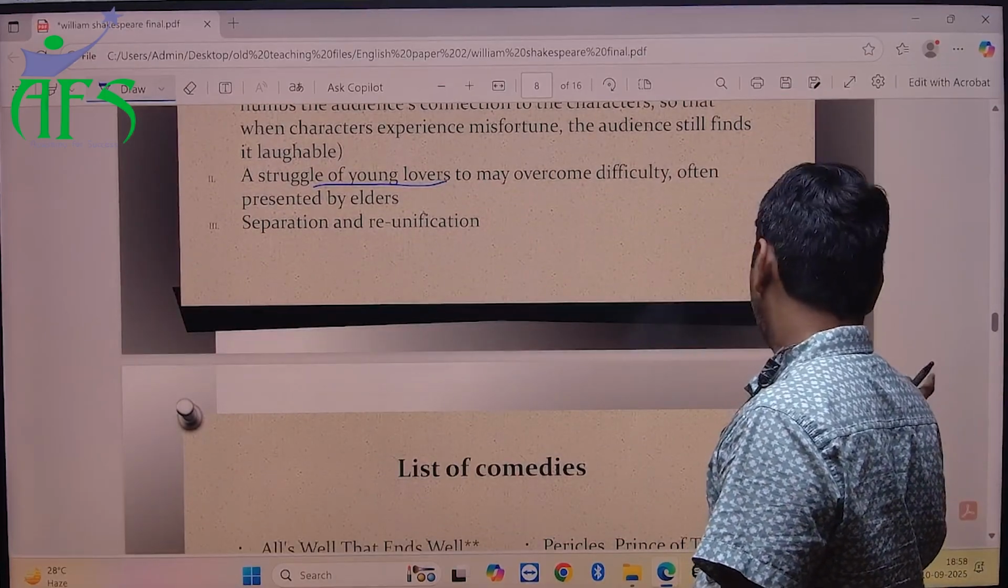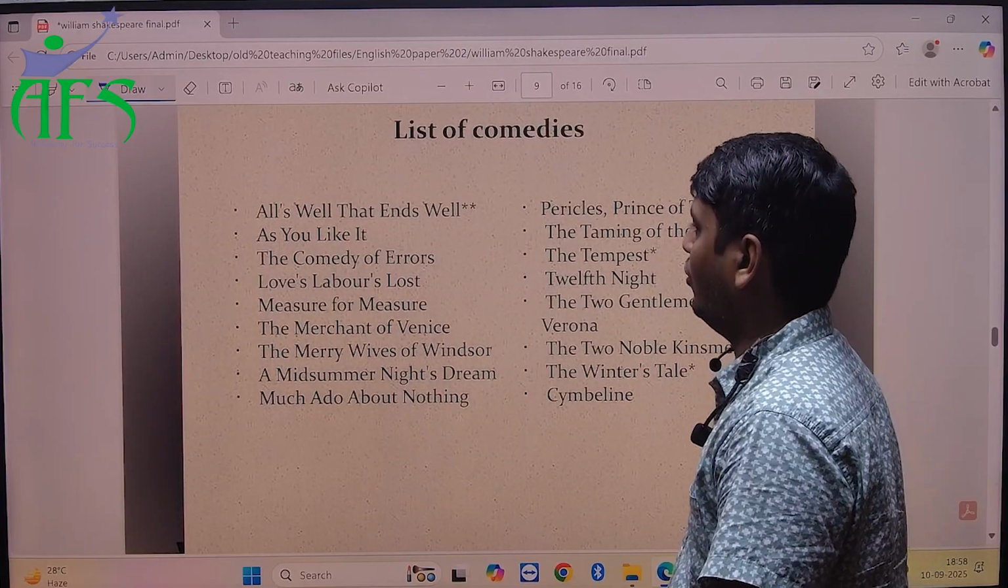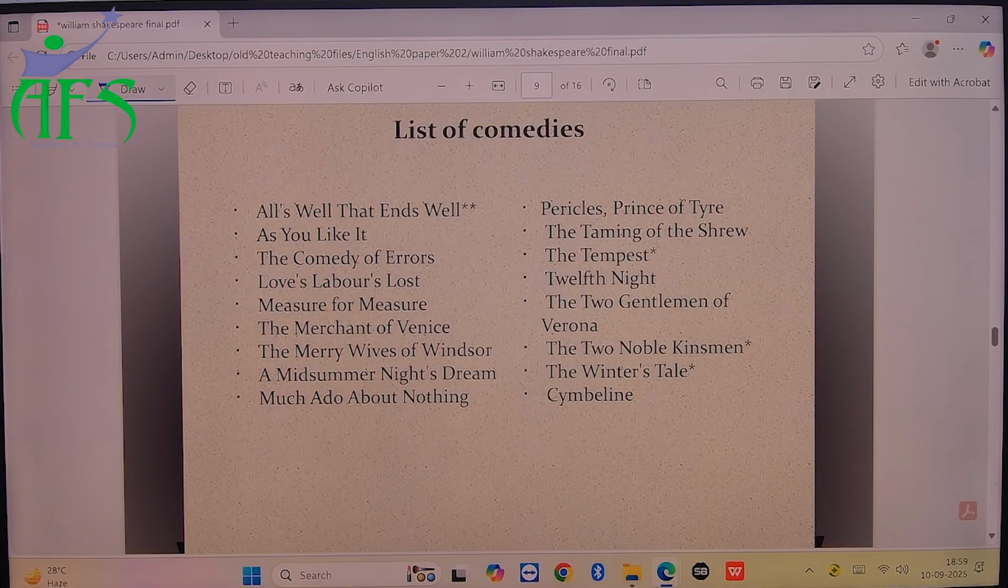These are his list of comedies. All's Well That Ends Well, As You Like It, The Comedy of Errors, Love's Labour's Lost, Measure for Measure, The Merchant of Venice, The Merry Wives of Windsor, A Midsummer Night's Dream, Much Ado About Nothing, Pericles, Prince of Tyre, The Taming of the Shrew, The Tempest, Twelfth Night, The Two Gentlemen of Verona, The Two Noble Kinsmen, The Winter's Tale, and Cymbeline.